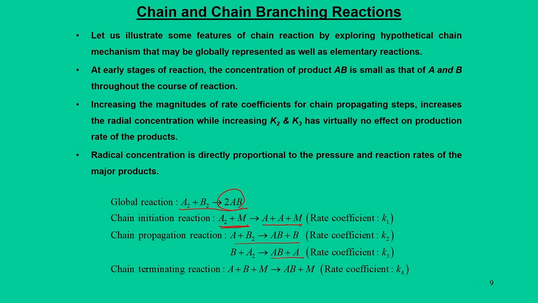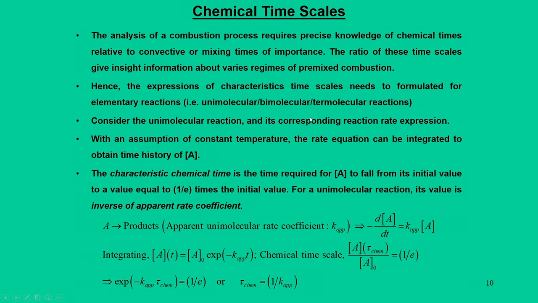Through this process the AB concentration gets built up, and when the chain terminates, finally what remains is AB. So, all A plus B plus M should merge into AB, and this M vanishes. Through this process we get different rate coefficients, and we need to find the relations among them, and those relations can be built up with the knowledge of the equilibrium products. Then another important aspect that we are going to discuss is the chemical time scale.